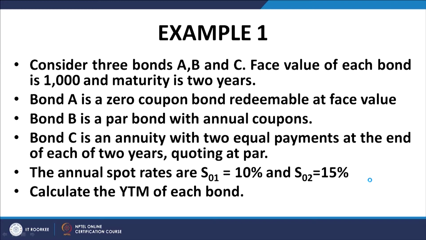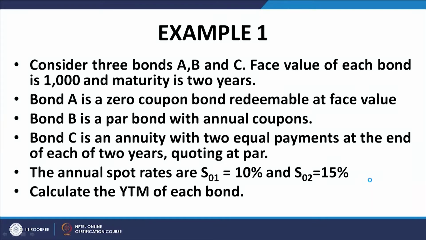Bond C is an annuity. Annuity means it will give you 2 equal payments at the end of year 1 and at the end of year 2. It is also quoting at 1000 rupees and in this case please note the redemption will not be at 1000 rupees. The redemption will be segregated into 2 parts, one at the end of the first year and the second at the end of the second year, in such a way that the total cash flow, that is redemption value plus interest at the end of the first year and the total cash flow, that is redemption value plus interest at the end of the second year, are equal.